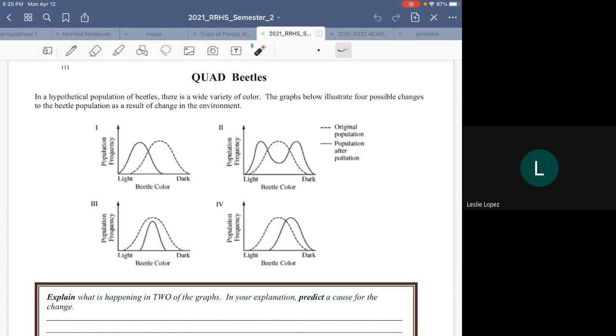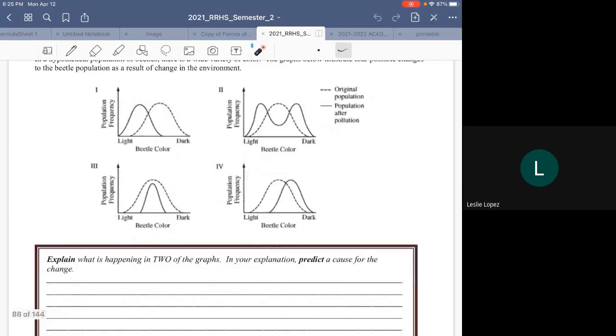Now, in each of these graphs, you'll see that there's an original population represented by the dashed line, and then the solid line represents the population after this environmental change, which is a pollution event. I'm going to explain what's happening in 3 of the graphs, because essentially these 2 are very, very similar. So here's what I would be looking for in a response. With explain questions, remember you have to have 3 ideas or 3 concepts tied to your answer.